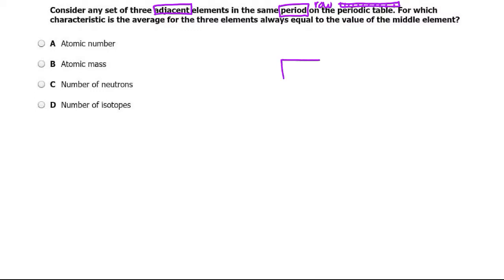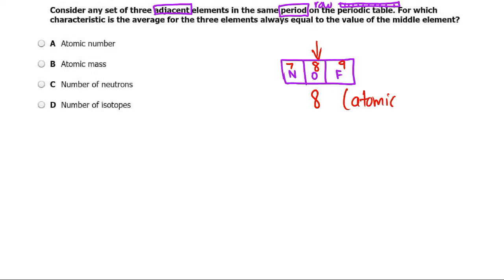Let's try nitrogen, oxygen, fluorine. So you've got nitrogen, oxygen, and fluorine. The atomic number for nitrogen is 7, oxygen 8, fluorine 9. The average of 7, 8, and 9 is 8. Okay, and that is for atomic number.